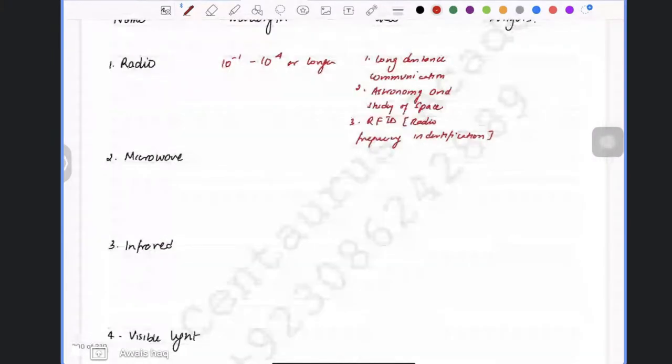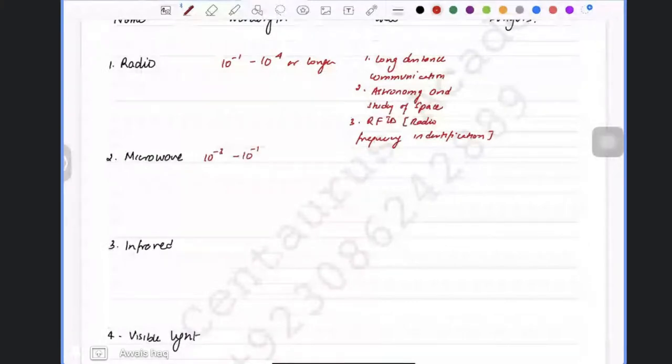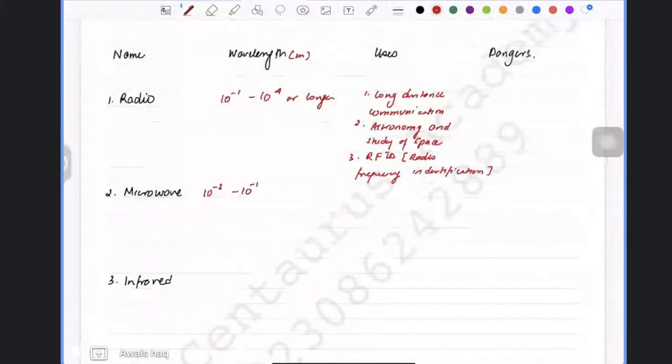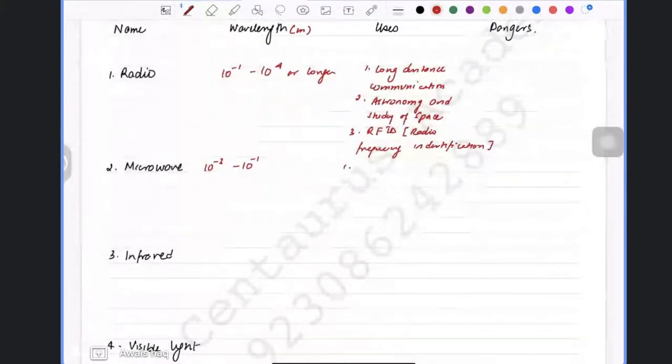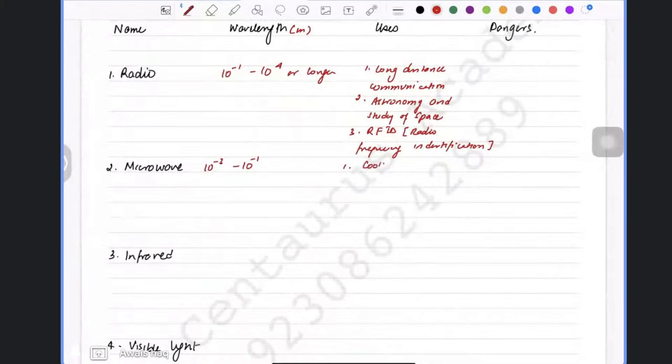Microwaves have 10 raised to minus 3 to 10 raised to minus 1 meters, so all of them are in meters, okay, length. The uses of microwaves are in cooking. The other thing is that they can be used in satellite communication, because unlike radio waves, they can basically travel through the atmosphere. So satellite television is a common thing, and mobile phones also operate like that.